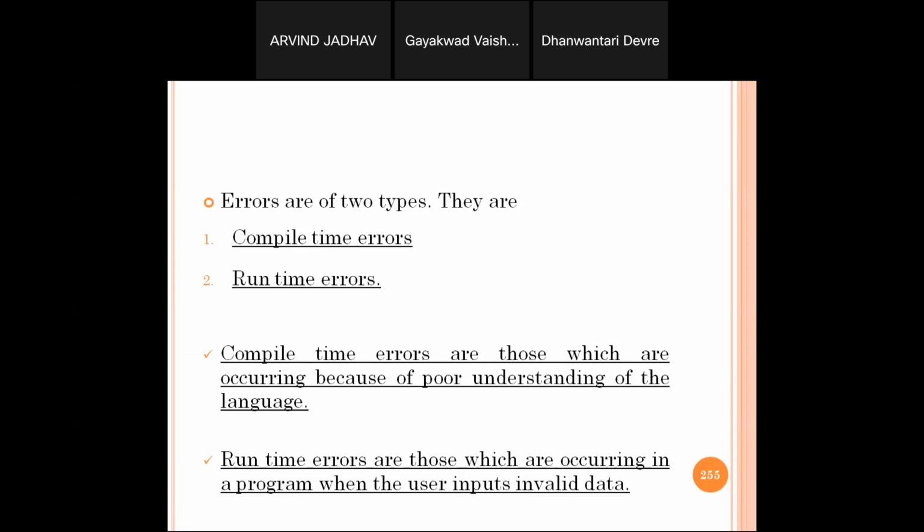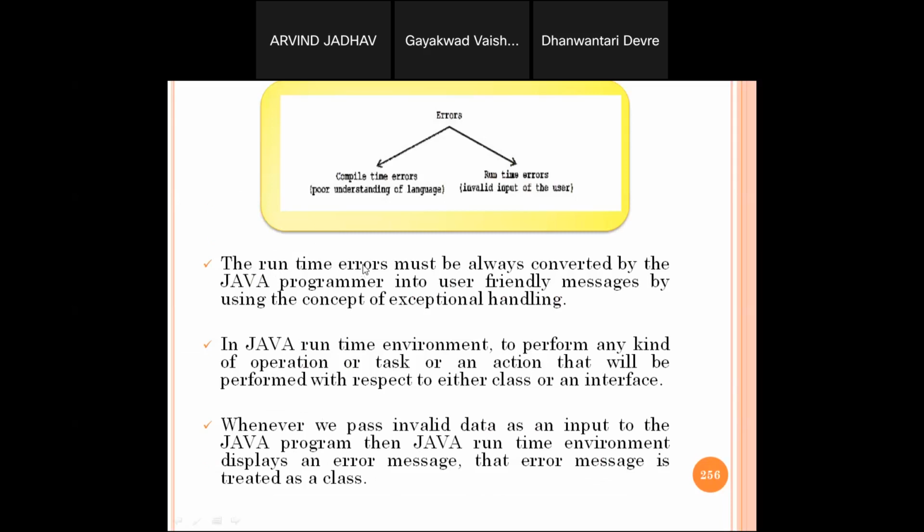Okay. Now errors: compile time errors, poor understanding of language; runtime errors, invalid input. The runtime error must always be converted by the Java programmer into a user-friendly message by using the concept of exception handling. It's a duty of a developer that the system-generated message will be converted into a user-friendly message with the concept of exception handling. So यही concept है exception handling का.